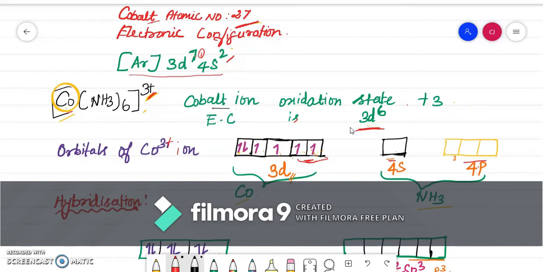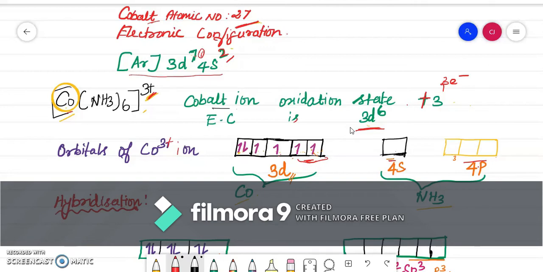So here we have to check the electronic configuration for the oxidation state of Co3+. The plus 3 means that 3 electrons are removed, right? Am I right? So the 3 electrons are removed, and only then does it get the +3 oxidation state. Why does it happen like this? Because 2 electrons are taken away from the s orbital, and 1 electron is taken away from the d orbital. Then you get the electronic configuration 3d6, so I have mentioned 3d6 here.